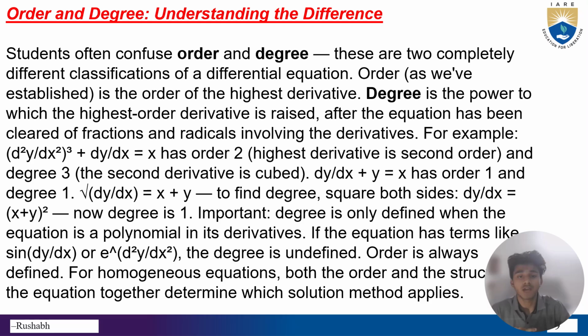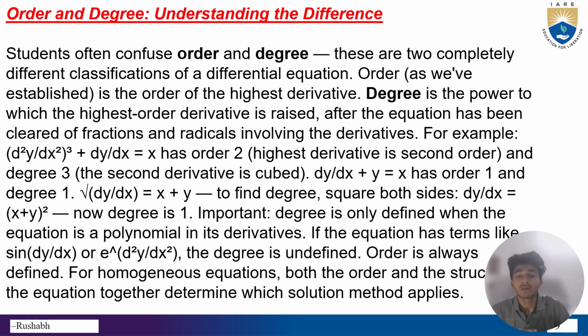This applies after the equation has been cleared of fractions and radicals involving the derivatives. For example, (d²y/dx²)³ + dy/dx = x has order 2. The highest derivative is second order, and the degree is 3, since the second derivative is cubed. dy/dx + y = x has order 1 and degree 1.